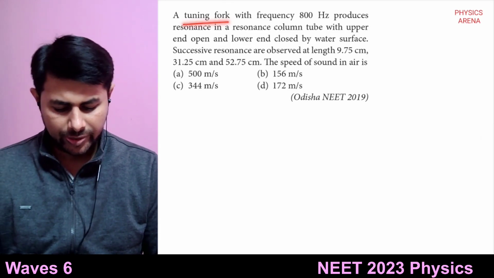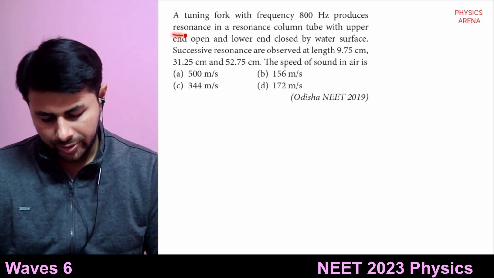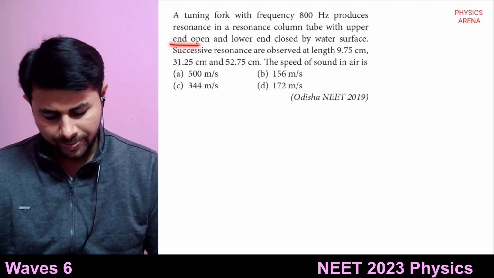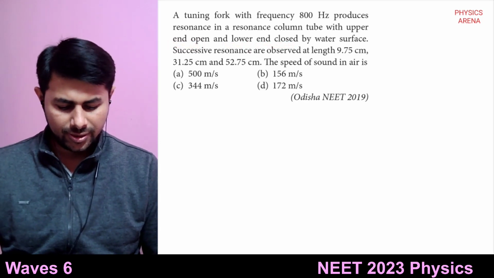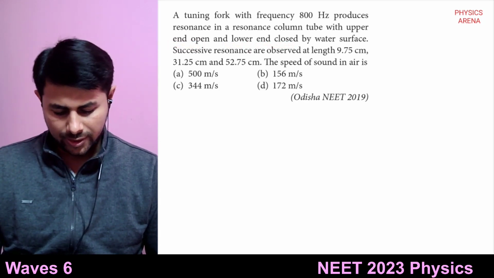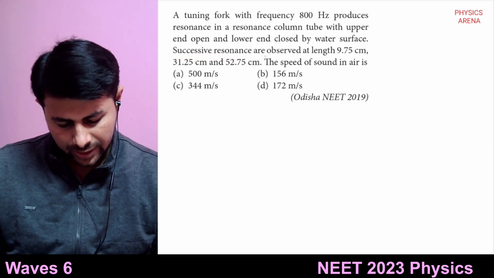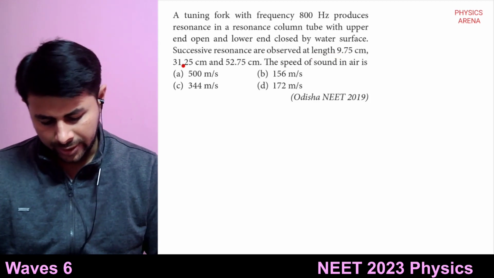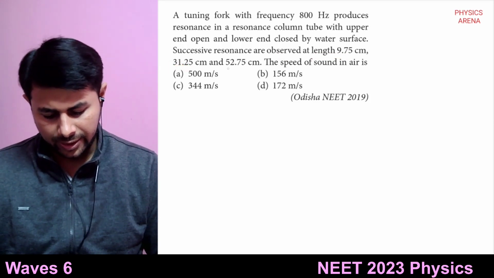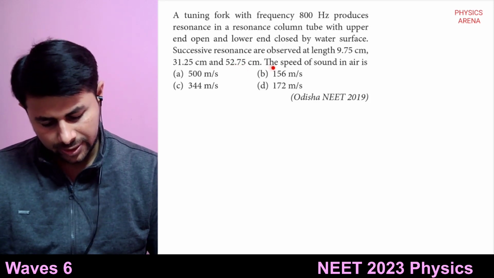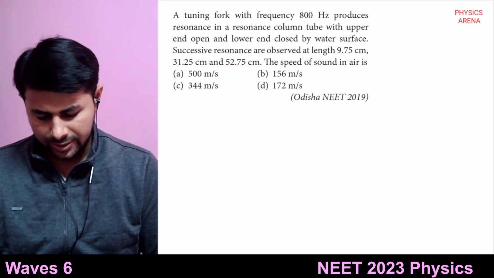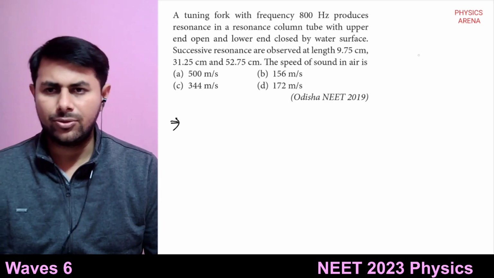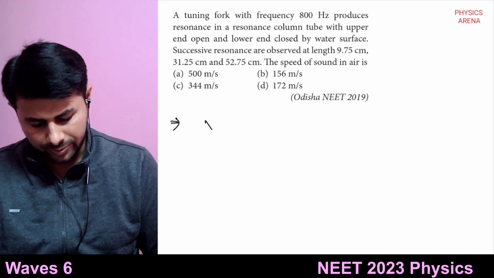A tuning fork with frequency 800 Hz produces resonance in the resonance column tube with upper end open and lower end closed by water surface. Successive resonances are observed at length 9.75 centimeter, 31.25 centimeters, and 52.75 centimeters. The speed of sound in air is, again, very simple. Take difference between any two lengths, it should be equal to lambda by 2.